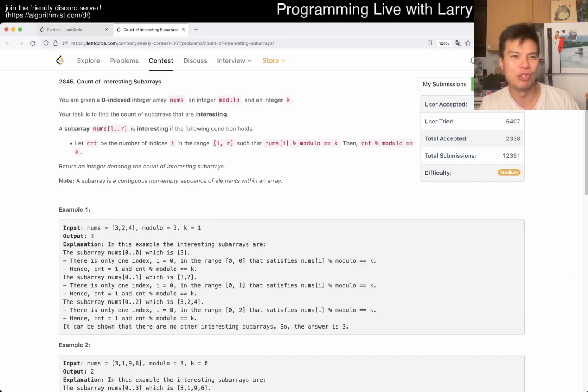This is me going with Q3 of the Weekly Contest 361, Count of Interesting Subarrays.